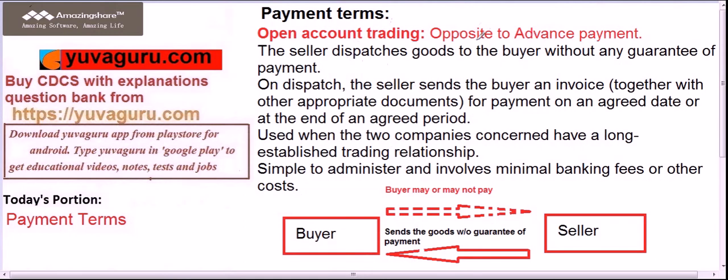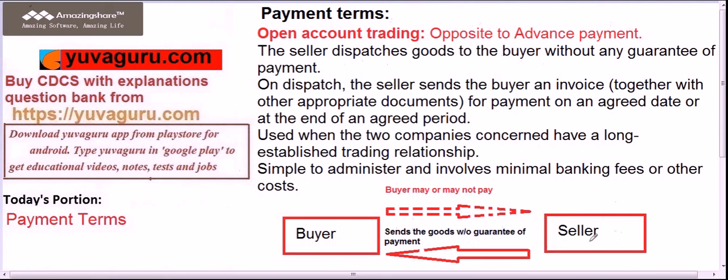Next is open account. This is exactly opposite to advance payment. Here the seller sells the goods to the buyer without any guarantee of payment. Means he sends the goods and then the buyer pays him afterwards. It is based on trust, similar to that of advance payment. Here the seller trusts the buyer more and in advance payment the buyer trusts the seller more.